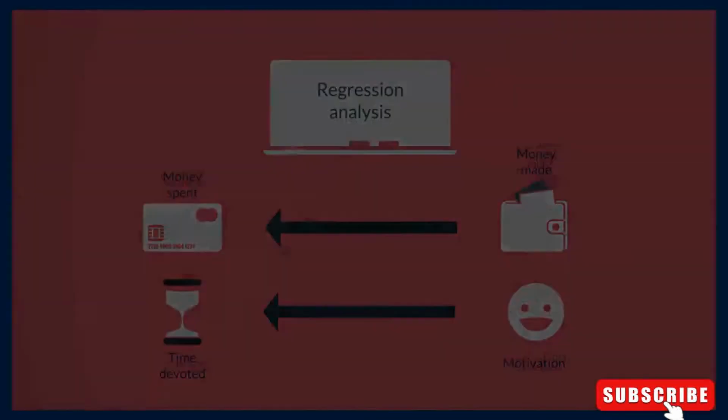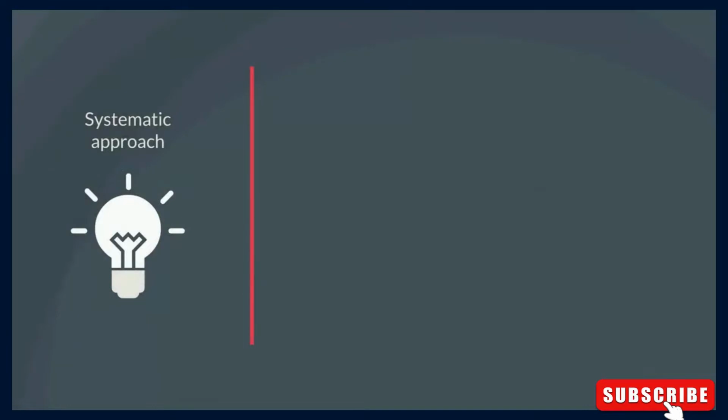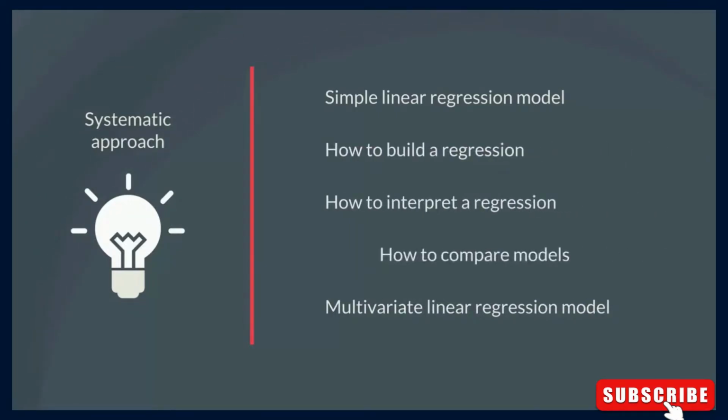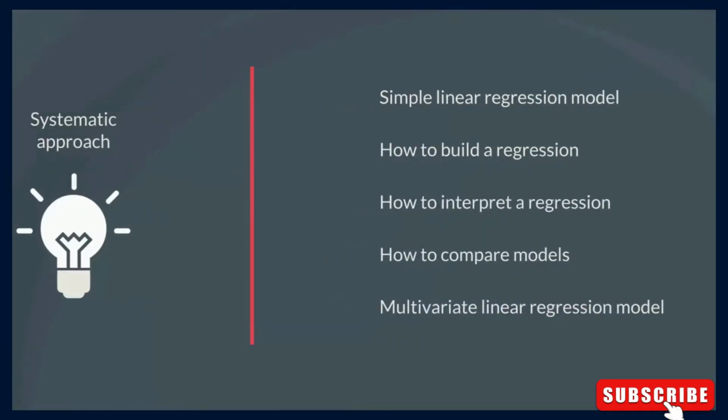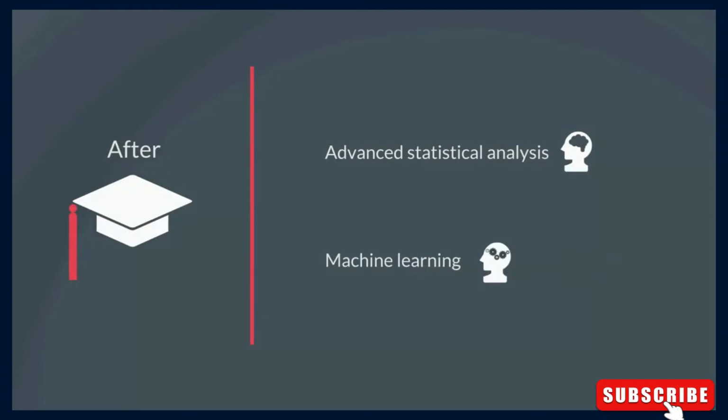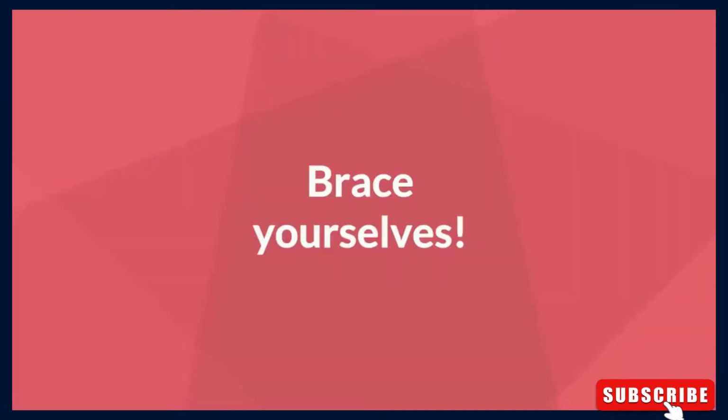We will use our typical systematic approach, starting from the simple linear regression model and reaching the multivariate regression model. Along the way, we will learn how to build a regression, how to interpret it, and how to compare different models. We will develop a deep understanding of the fundamentals, as what we'll learn in this section will be closely related to the knowledge we've acquired so far. After this section, you will be prepared to dive into more advanced statistical analysis or even machine learning, if that's where you want to go. Brace yourselves. Regression analysis starts here.